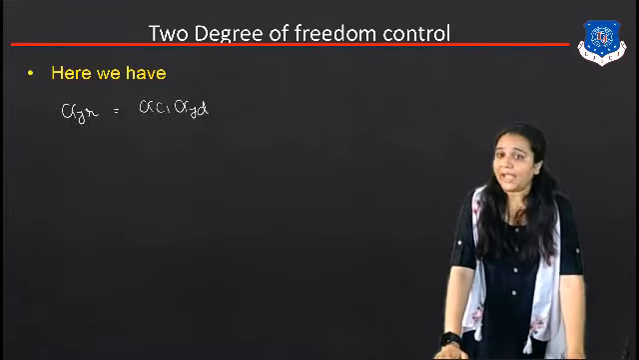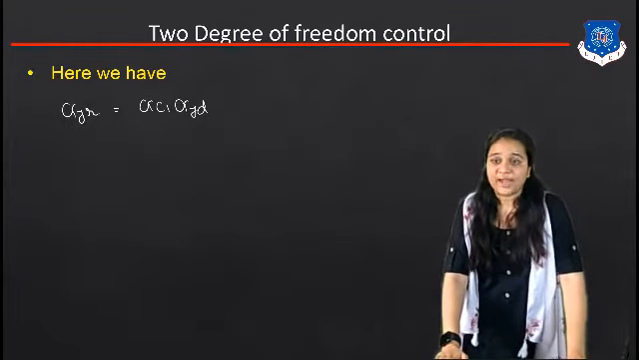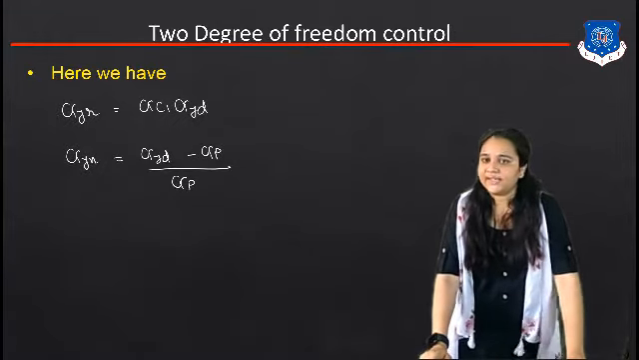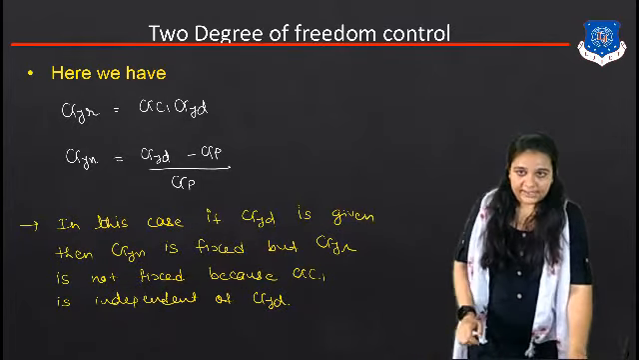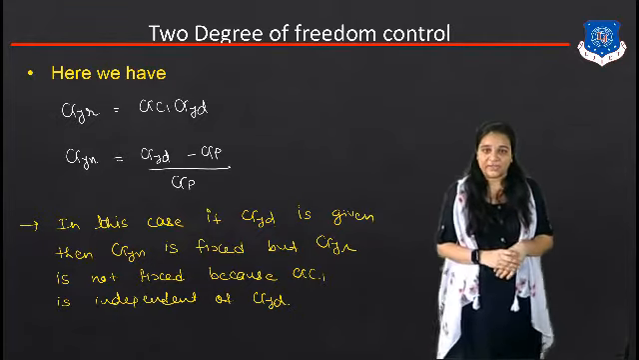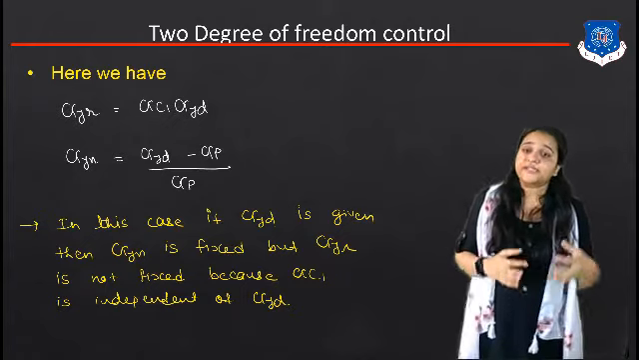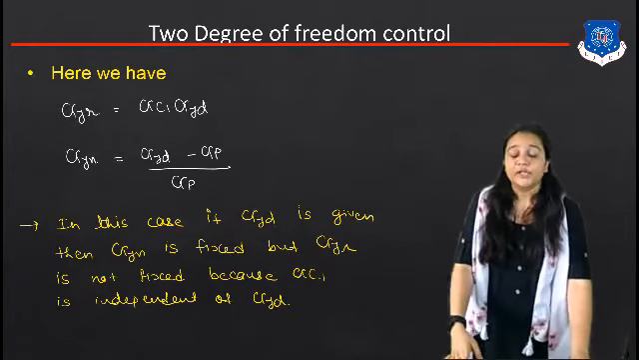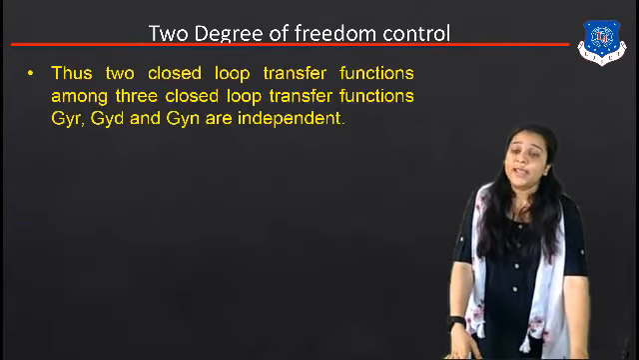Now here we have Gy by R, that is equal to Gc1 into Gy by D, using the block diagram of this system. So Gy by N is equal to Gy by D minus Gp upon Gp. So in this case, if the Gy by D is given and Gy by N is fixed, but Gy by R is not fixed because Gc1 is independent of the Gy by D. So it is not easy to find out the value of Gy by R and Gy by D.